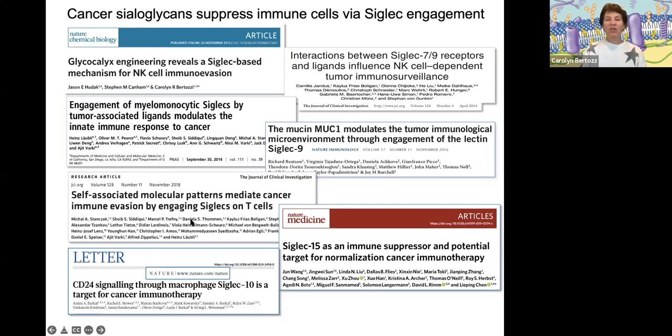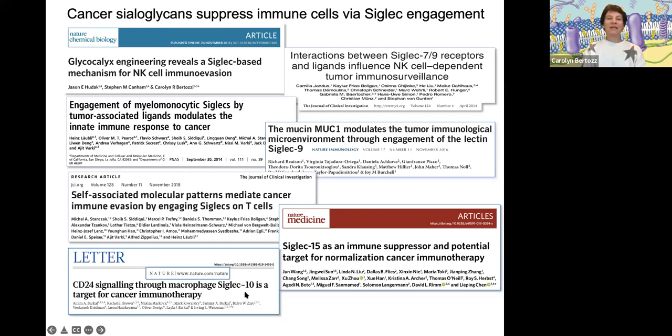Heinz Läubli did gorgeous work with animal models of breast cancer, showing how important Siglec-7 and 9 are in protecting cancers from immune surveillance. Li-Ping Cheng, who's one of the founding scientists in the field of immune therapy, showed a role for Siglec-15 on macrophages in suppressing activity, and blockade of Siglec-15 as a potential immune therapy. And then finally, my own colleague, Irv Weissman, discovered that Siglec-10 on macrophages can contribute to immune suppression by binding to a cancer-associated glycoprotein called CD44.